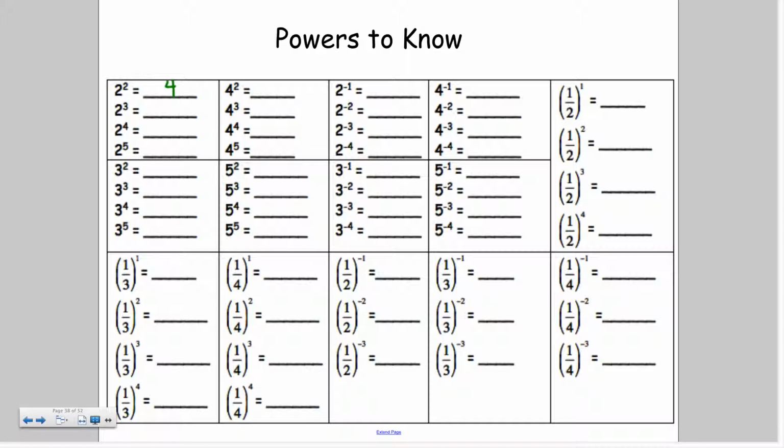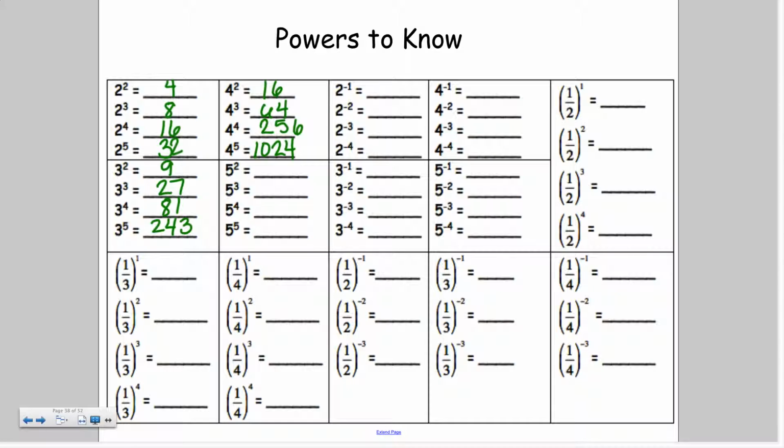So 2 squared is 4, 2 cubed is 8, 2 to the 4th is 16, and 2 to the 5th is 32. Next we have 3. It's going to be 9, 27, 81, and 243. Okay? Next you have the 4th, so 16, 64, 256, and 1024.